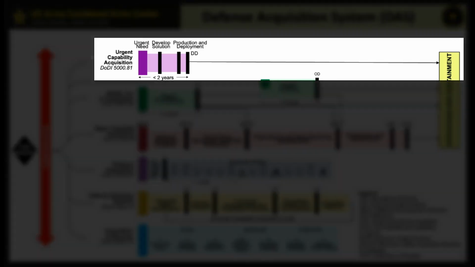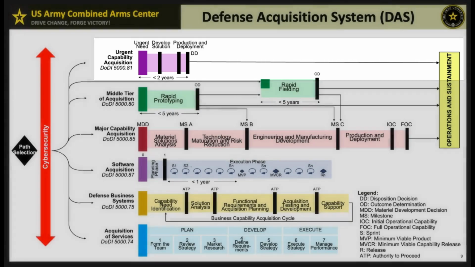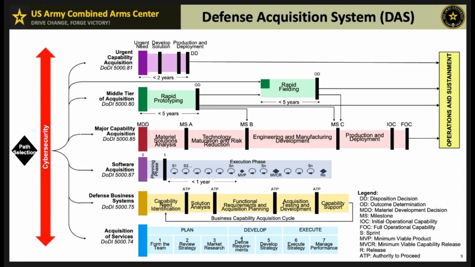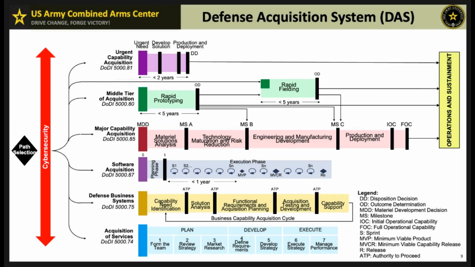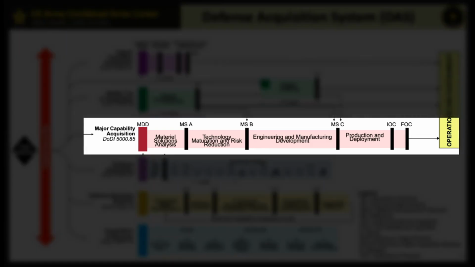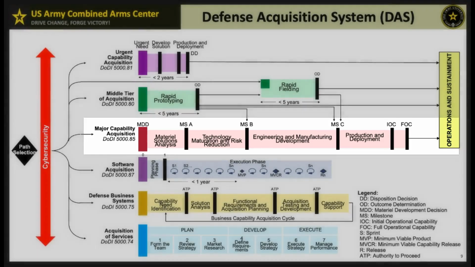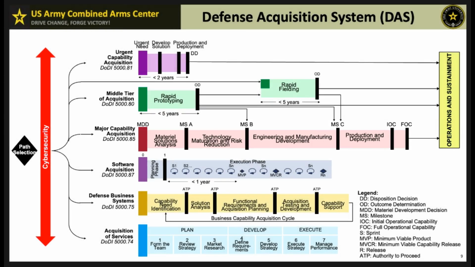Urgent Capability Acquisition. This pathway rapidly fields capabilities to address urgent needs within about 2 years, enabling quick responses to critical operational requirements. Middle tier of acquisition. This pathway focuses on swiftly developing prototypes and fielding systems with proven technologies requiring minimal further development. Major Capability Acquisition. This is the primary or even the traditional method, emphasizing rapid, iterative capability development to reduce costs, avoid obsolescence, and minimize risks.